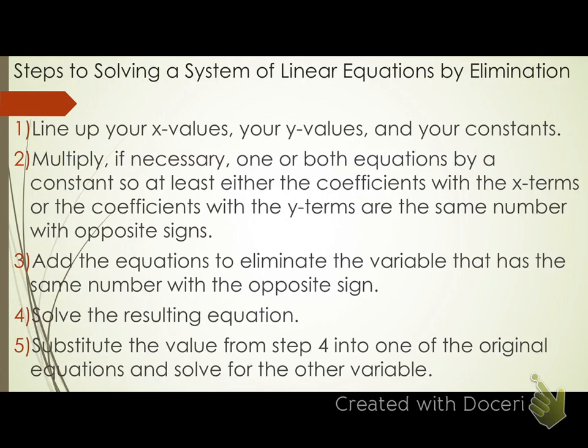Sometimes some of these steps will already be done for us. Like step 1, they may already be lined up for us the way we want them. X is in a column, Y is in a column, constants in a column. Sometimes our variables will already have same number, opposite signs in front of them. That way we wouldn't have to multiply by anything to get same number, opposite signs. So you just got to pay attention to what you're given and how you're given it.